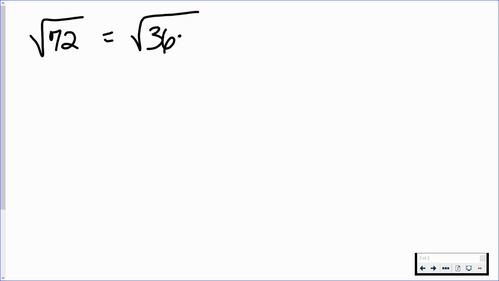Let's try another one that might be a little bit more difficult. Let's say we have square root of 72. Now, this is where knowing perfect squares and knowing a lot of multiplication stuff can really help you out. When I look at this, my first thought is, well, 72 is 36 times 2, right? Square root of 36 is 6, and we have to leave the 2 inside because it's not a perfect square. So we can reduce square root of 72 into being 6 square roots of 2.